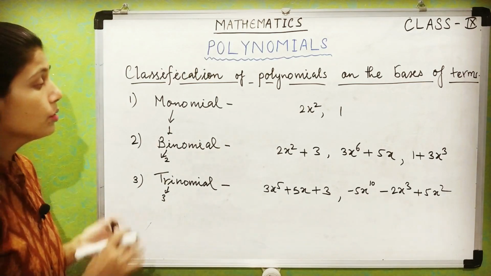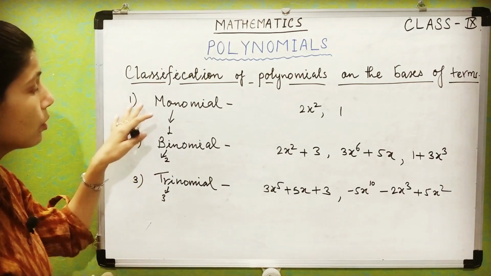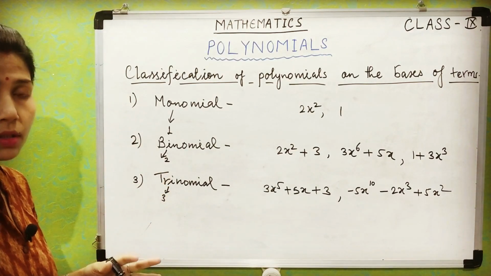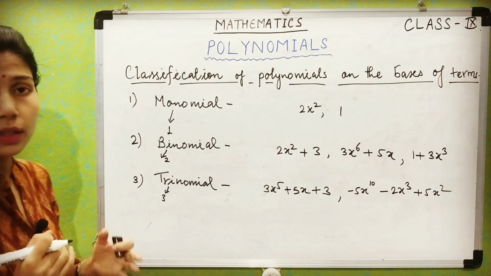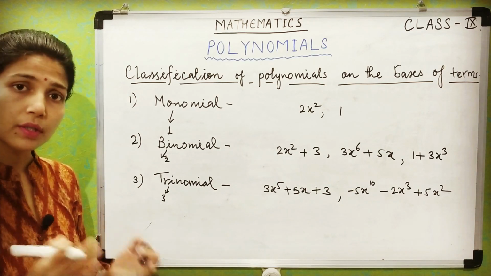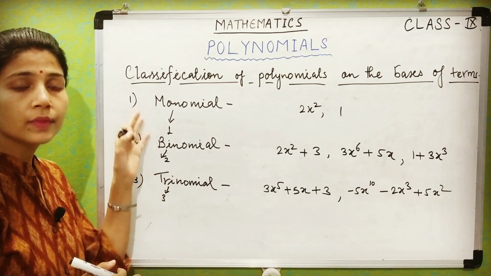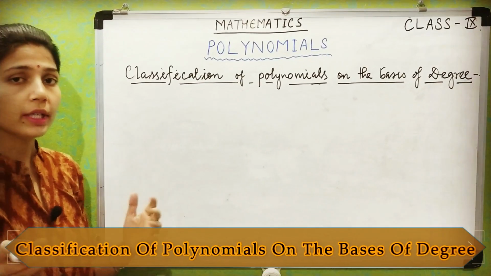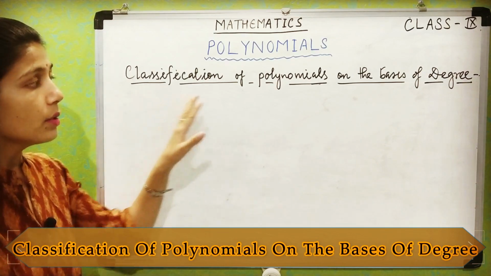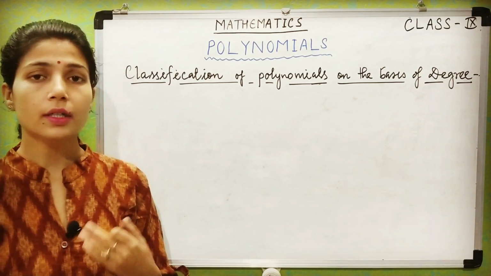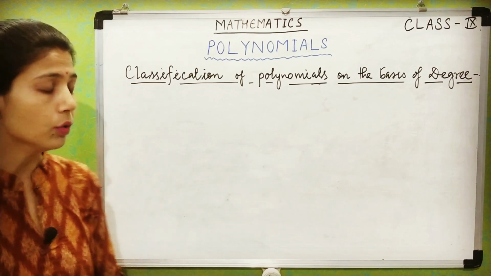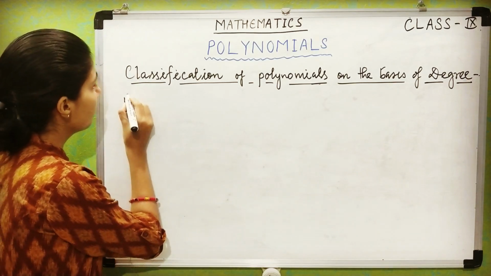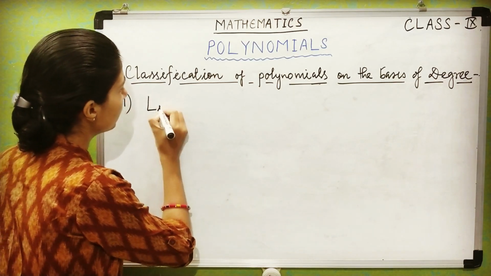So this was the classification based on the number of terms. Meaning if a polynomial contains any number of terms, you can differentiate it by its name on that basis. Next classification is on the basis of degree. Here the degree will decide the name of the polynomial. So let's take the first one, linear polynomial.